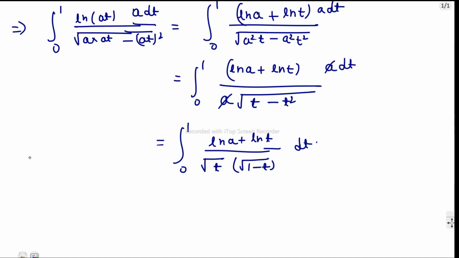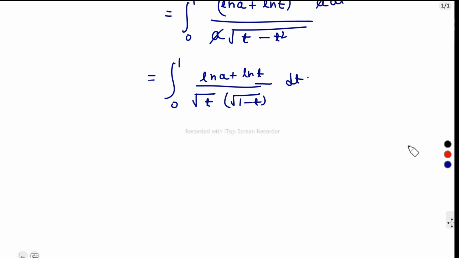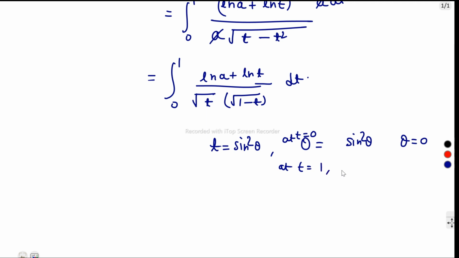Again, if we substitute t equals sine squared theta, then at t equals 0 the lower limit gives theta equals 0, and at t equals 1, sine squared theta equals 1. This implies that theta equals pi over 2. And again, on differentiating both sides, dt equals 2 times sine theta cos theta d theta.